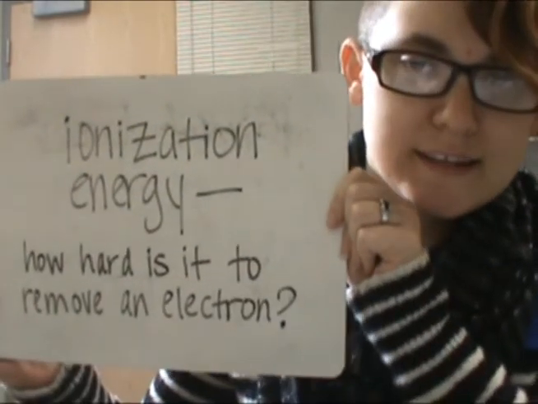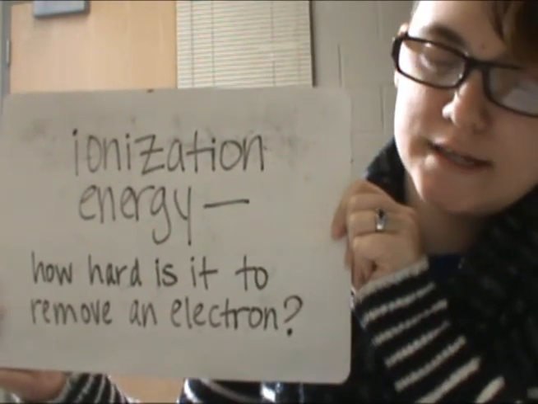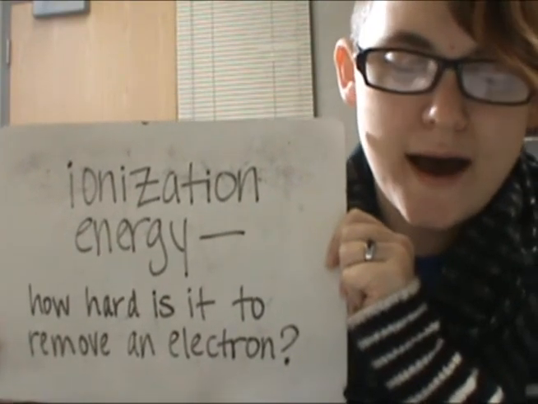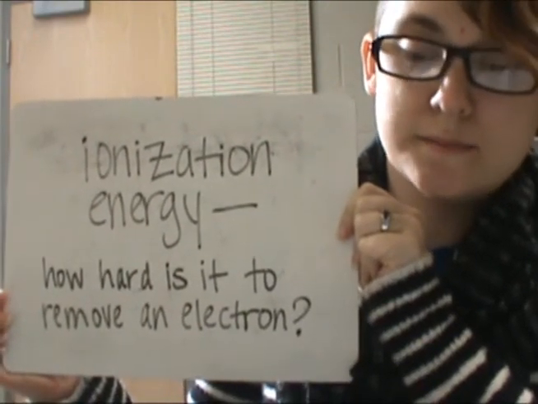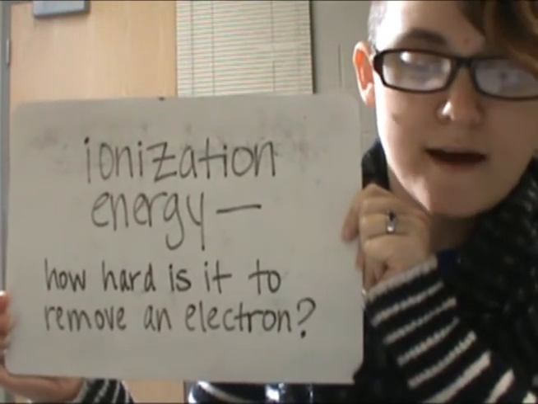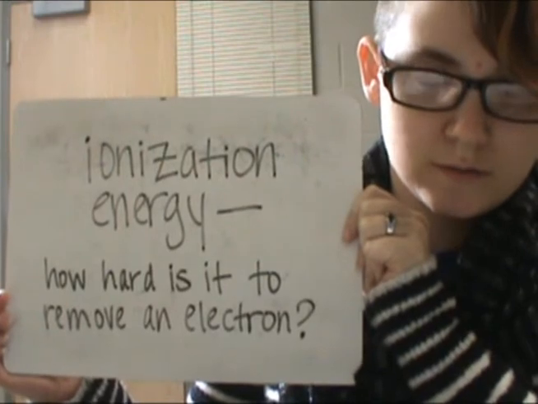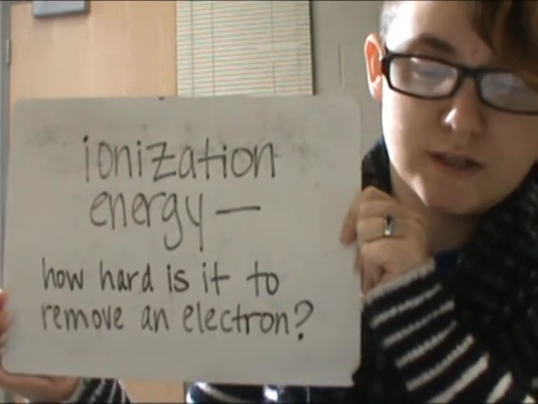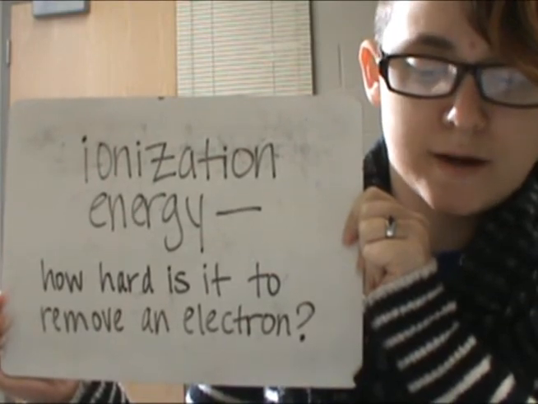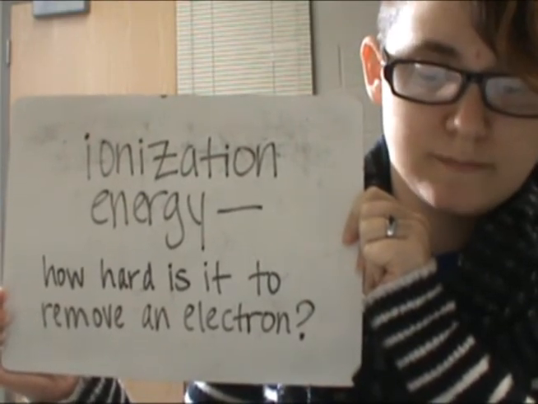Valence electrons brings us to the topic of ionization energy. Ionization energy is how much energy it takes to remove an electron from an atom. So high ionization energy means it's more difficult to remove electrons. More stable atoms have high ionization energy. Low ionization energy means it's easier to remove electrons. Less stable atoms have low ionization energy.